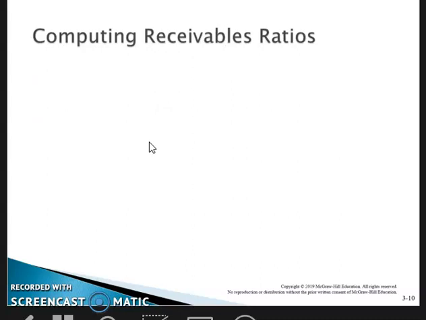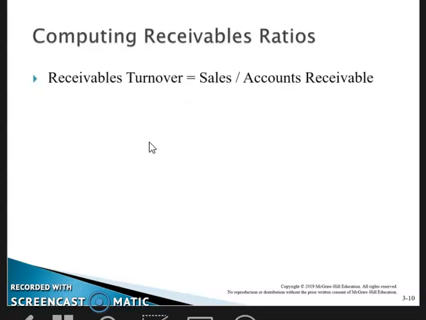Receivables ratio. The first one of those is receivables turnover. You take sales and divide it by accounts receivable. It gives you an idea of operating efficiency.